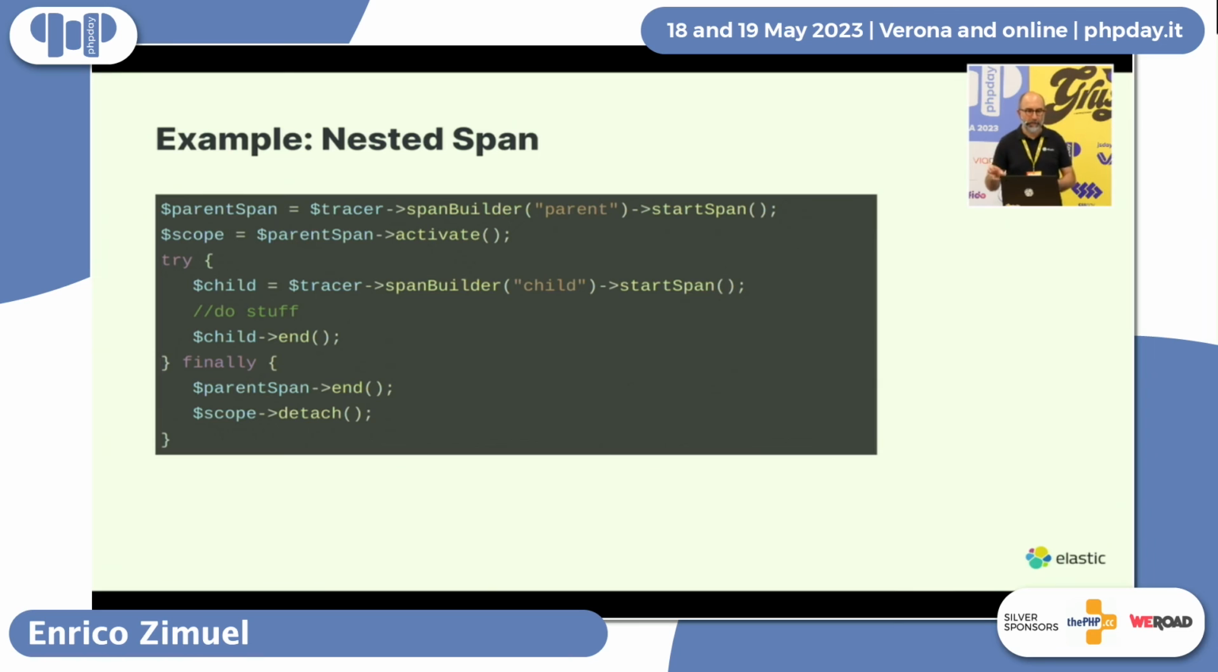You can have a nested span, very simple. You have a parent here. We create a parent. We activate the parent span, and we just create a child span inside the scope of the previous one. Very simple. You don't have to do crazy stuff. Automatically, the library is able to pass the ID and generate the ID for the span.